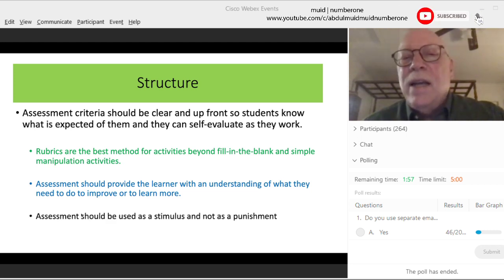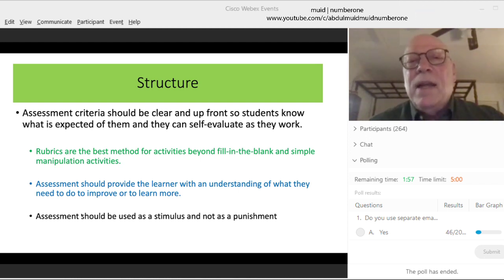Assessment should not be used as a punishment. Assessment should only be used as a stimulus, as a learning tool, not as a punishment for your students. If you feel like you need to punish your students, do it in a different way, but don't do it through assessment. Assessment is a learning tool, and use it that way. Okay?